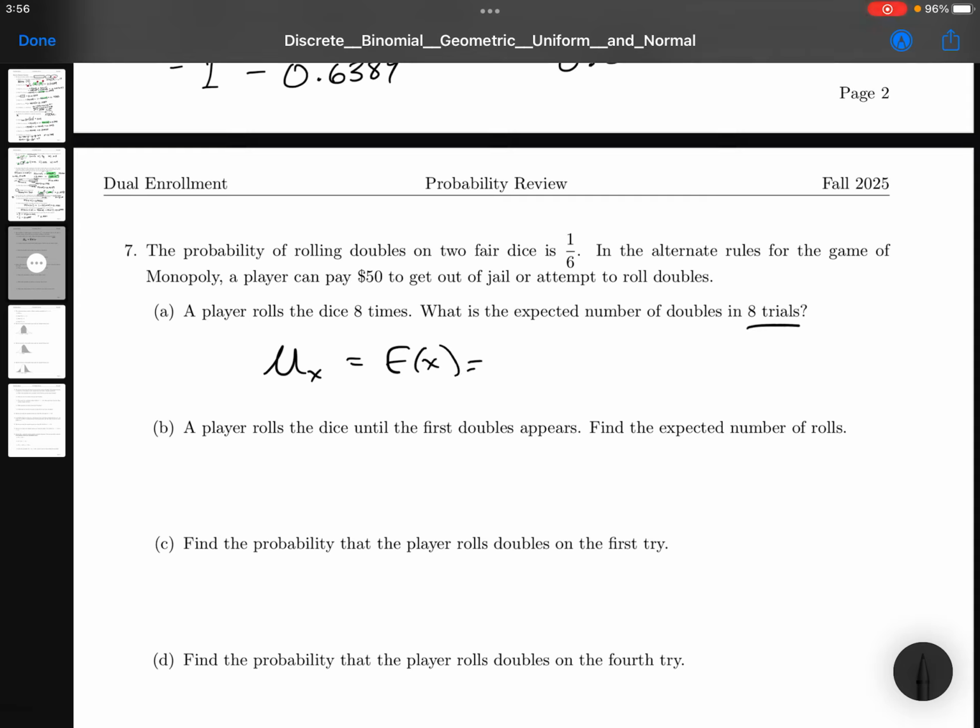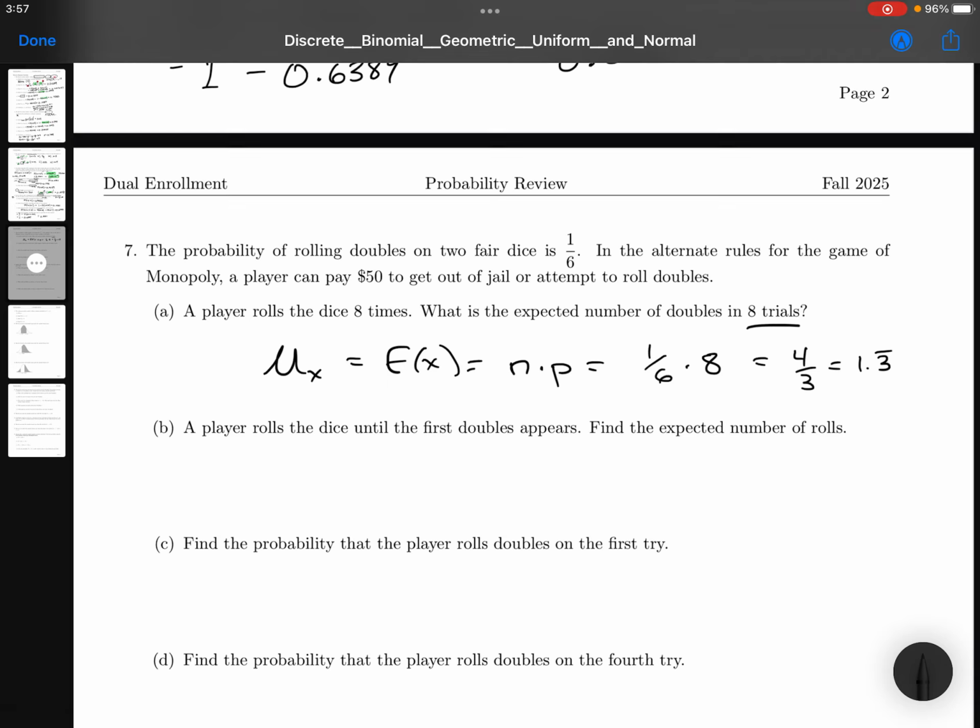So out of 8 trials, that means we have a binomial distribution. It's n times p, 1/6 times 8. That's 8/6, 4/3, 1.3. So in the long run, if you roll the dice 8 times, on average, you'll get about 1.3 repeating doubles out of 8.